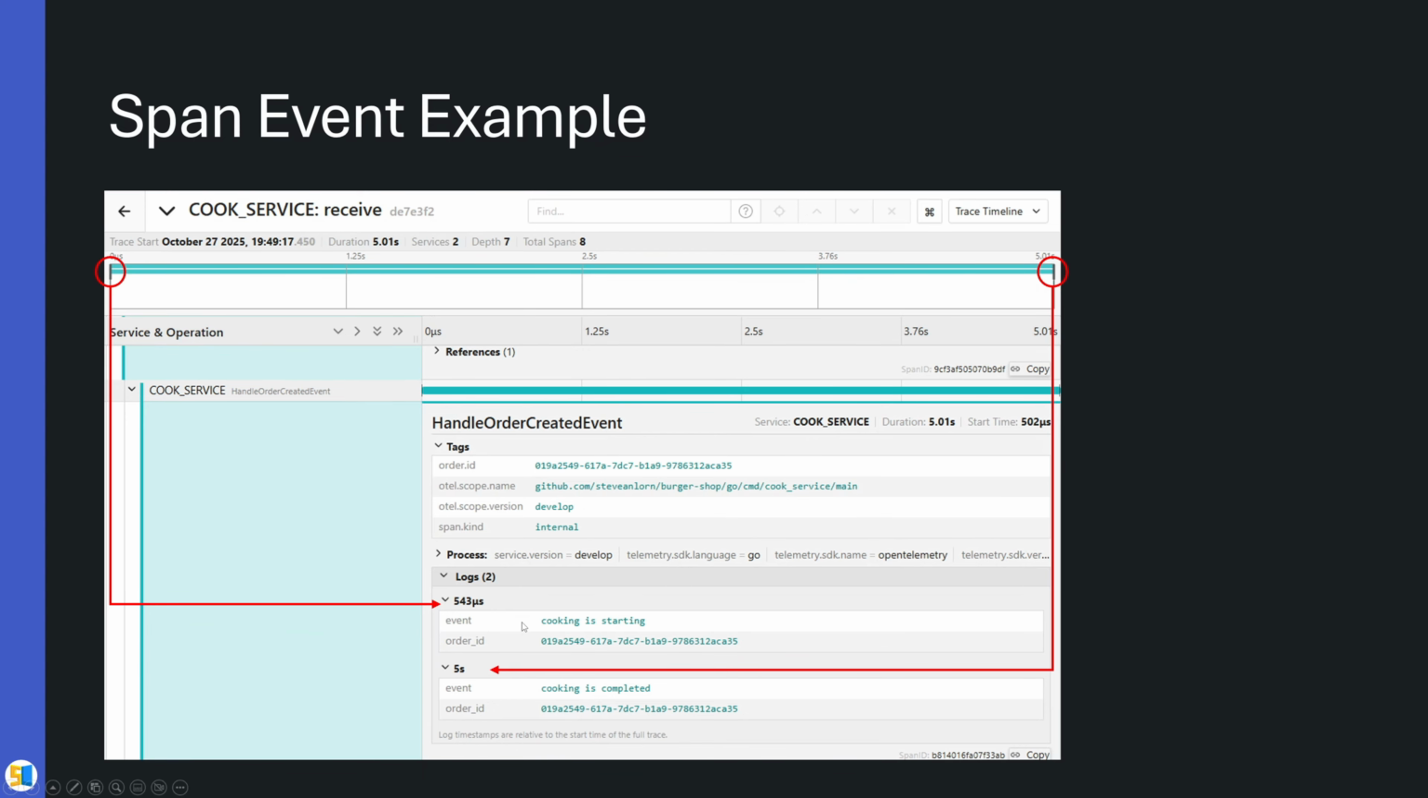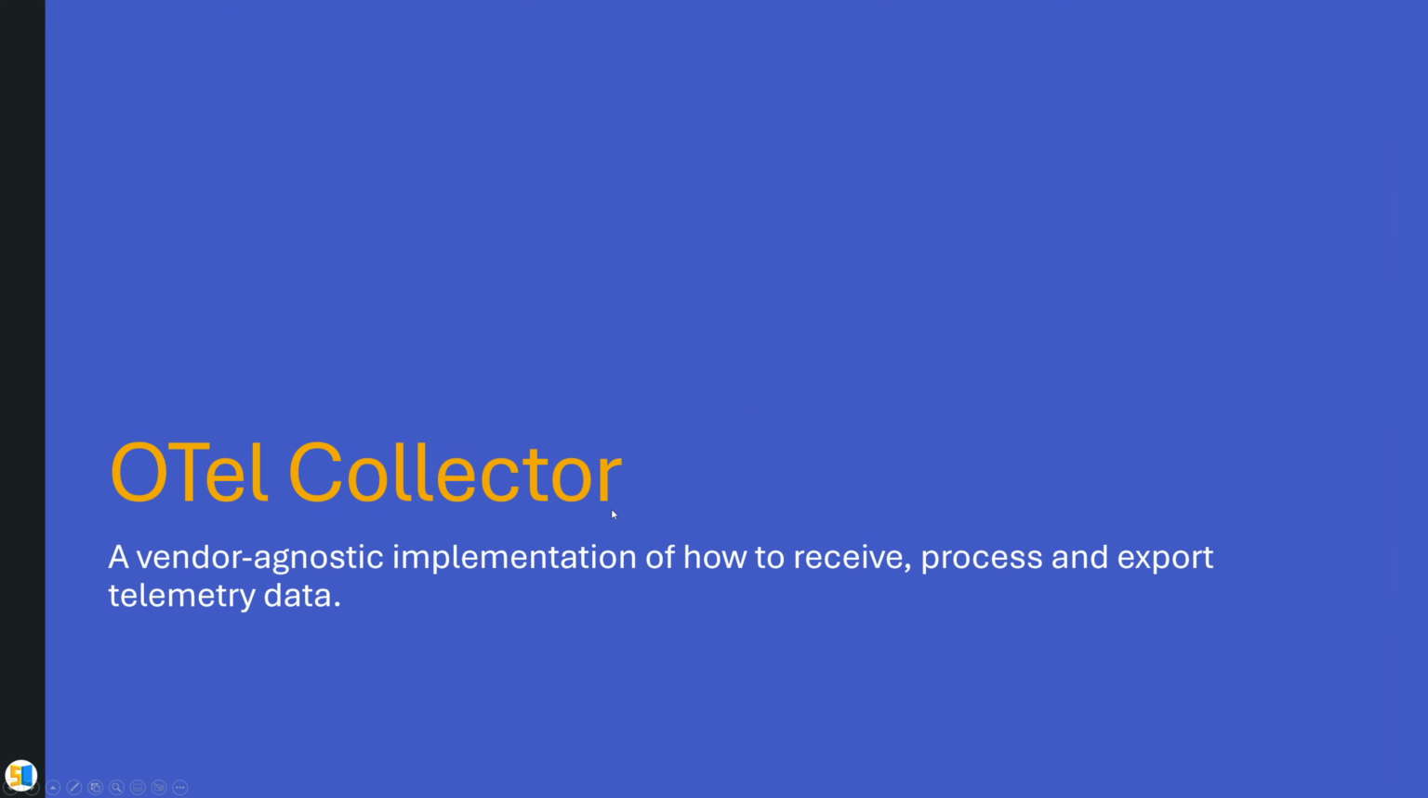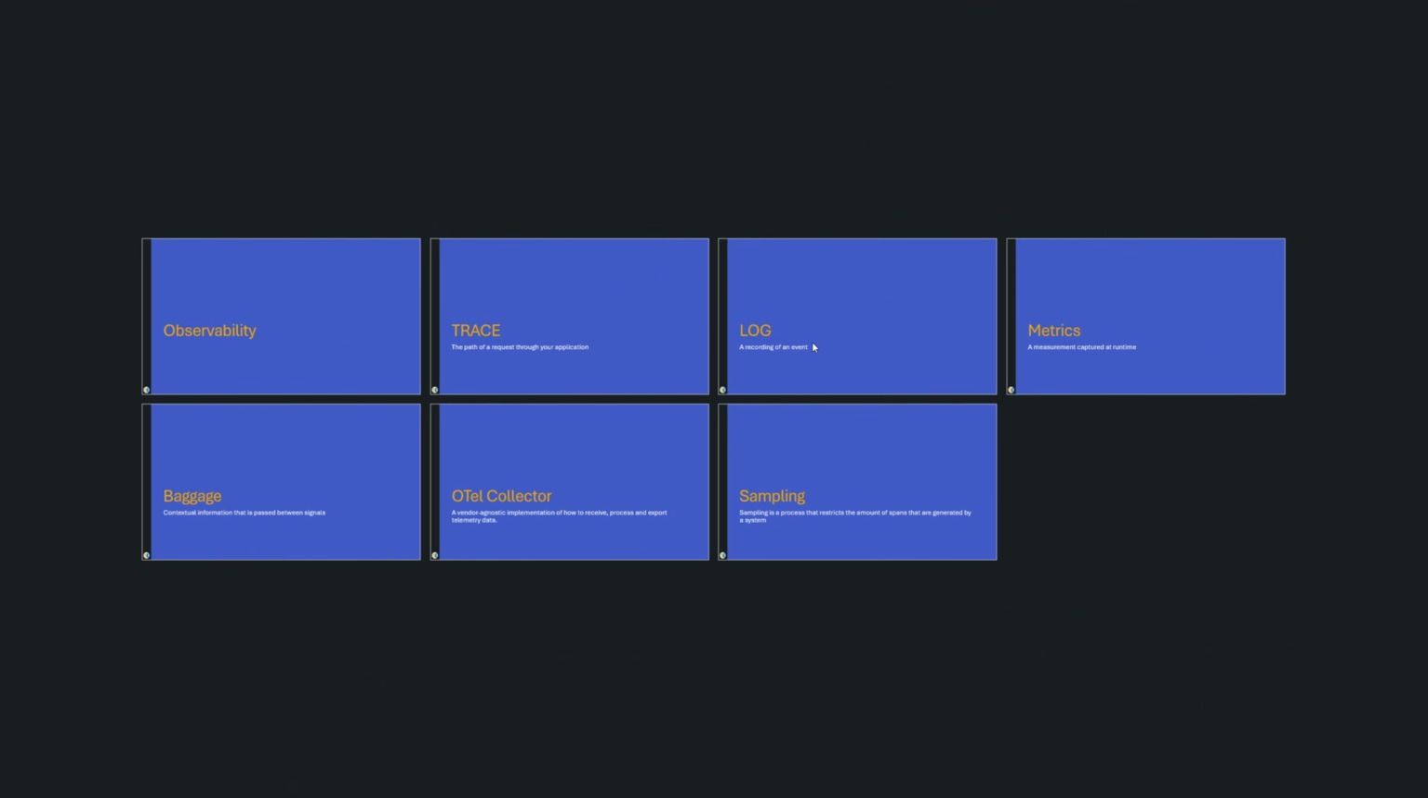So this is a nice feature if you need to log something that is time sensitive. So it's different from attributes. So next, oh, wait, why did it jump to collector?